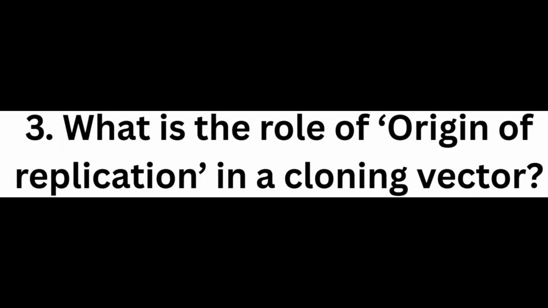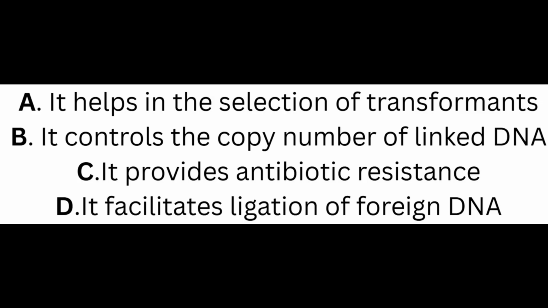Question number 3. What is the role of origin of replication in a cloning vector? Option A, it helps in the selection of transformants. Option B, it controls the copy number of linked DNA. Option C, it provides antibiotic resistance. Option D, it facilitates ligation of foreign DNA. Answer 3 is B. It controls the copy number of linked DNA.